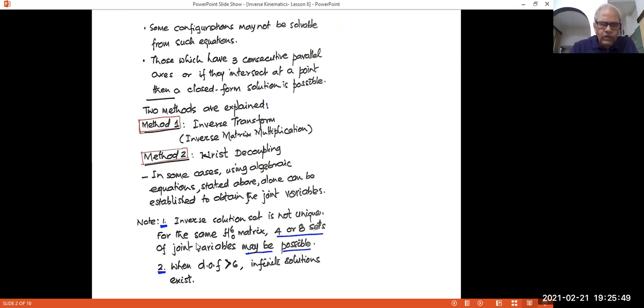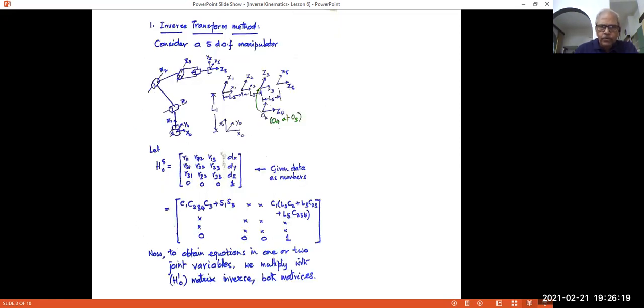instead of a 6 unknown problem. So in any case, what do you mean by solution? The set of 6 joint variables to bring the end effector to a required position and orientation. That may not be unique. There may be more sets of joint variables that will bring the end effector to the same position and orientation. Also, when the degrees of freedom are more than 6, it becomes a redundant manipulator, and there may be infinite solutions. Now we'll look at how we go about the inverse transform method.